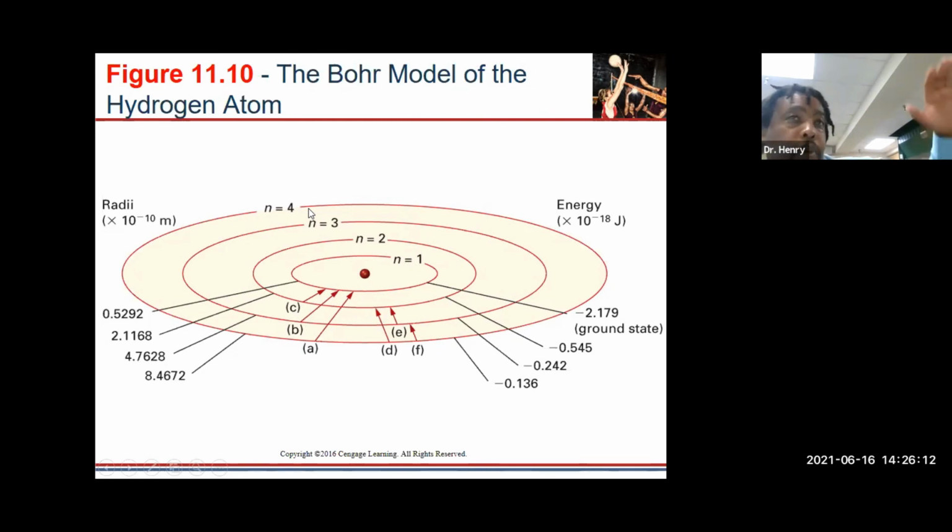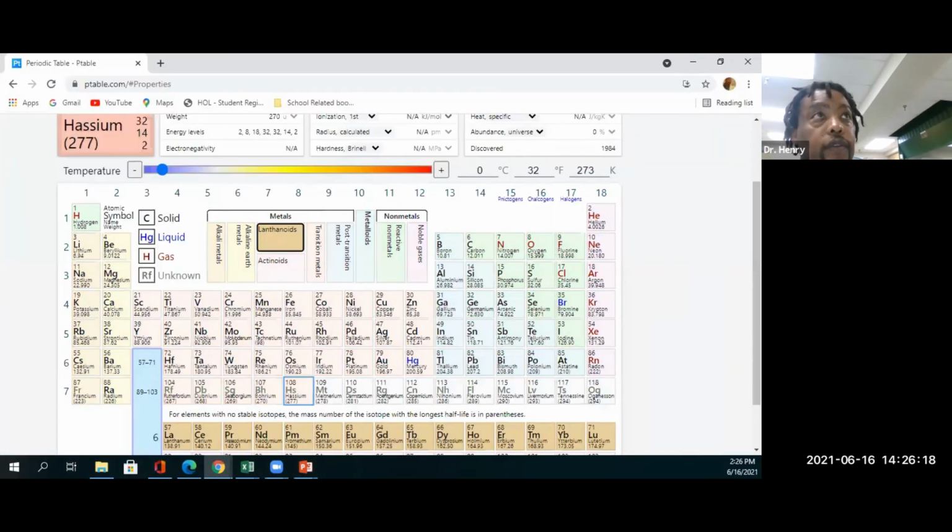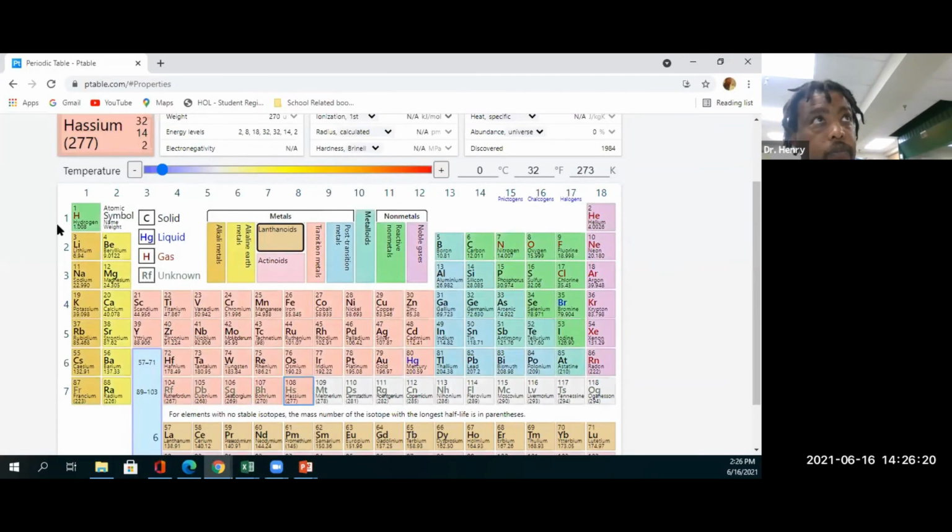If you look on the periodic table, these periods here represent each of the individual energy levels. And we'll get to how that's all going to be tied together tomorrow.